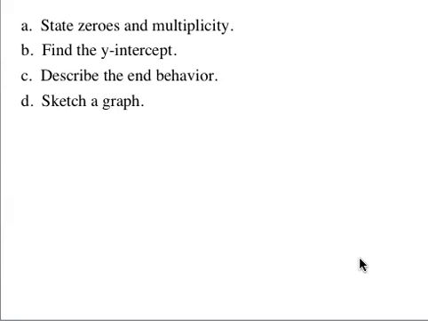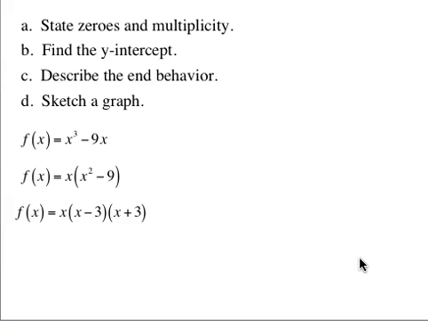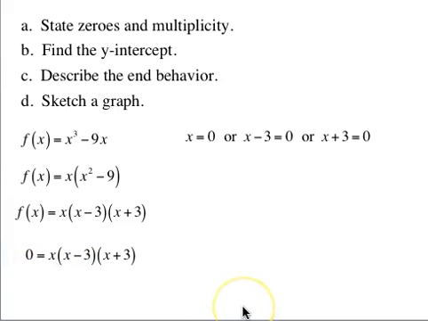Next, we want to find zeros and multiplicity, find the y-intercept, describe the end behavior, and sketch a graph for f of x equals x cubed minus 9x. So if we're going to look for zeros, let's set that equal to 0. Factoring, x times (x squared minus 9), x times (x minus 3) times (x plus 3), setting that equal to 0 gives me x is 0, x minus 3 is 0, or x plus 3 is 0.